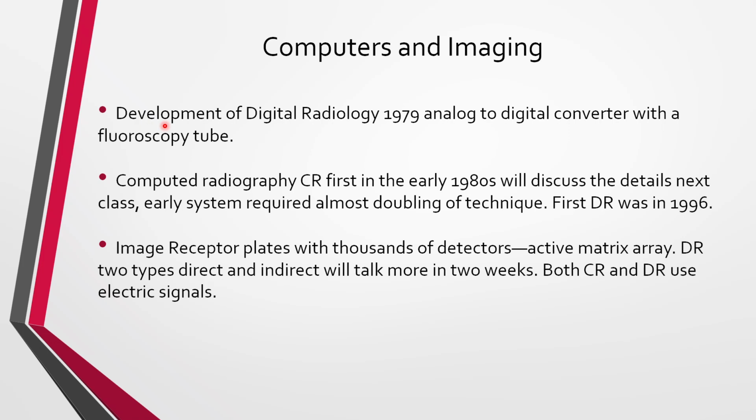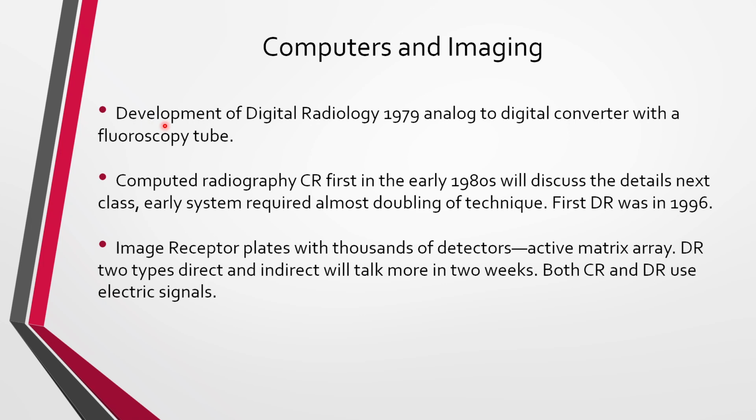Computed radiography, CR, first appeared in the early 1980s, and we'll discuss more details in the next couple lessons when we get to CR. Early systems required almost doubling of technique. So the way that early CRs were built, you had to use more radiation than with film. That's what it's talking about. Early DR was in 1996. So the first DRs that were commercially available were about 1996.